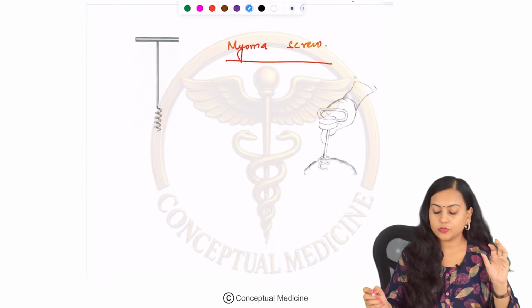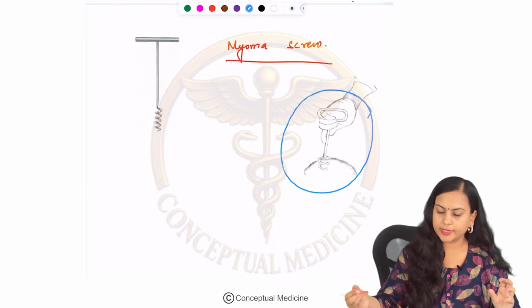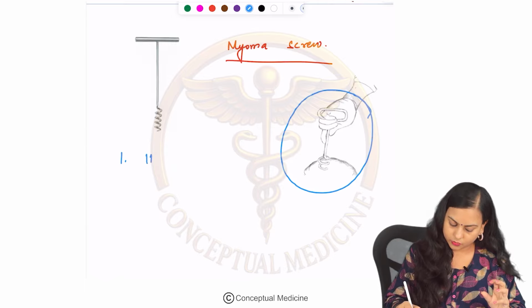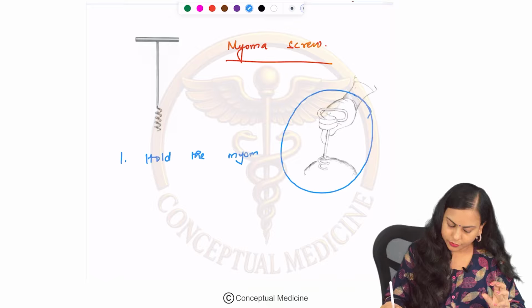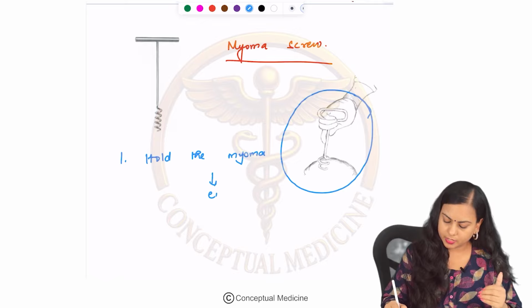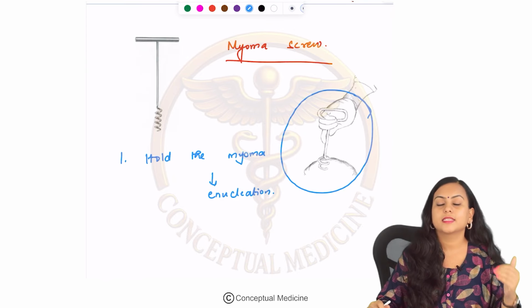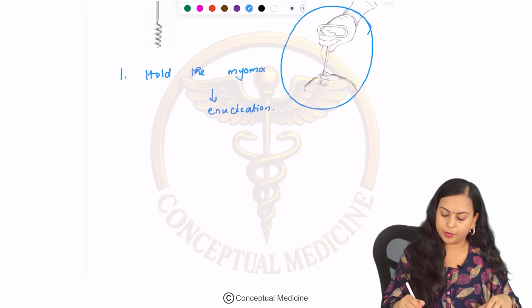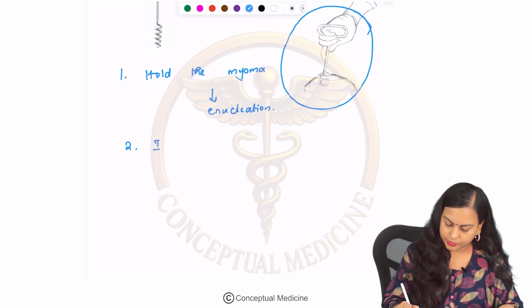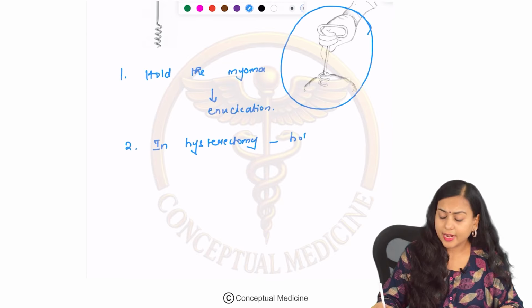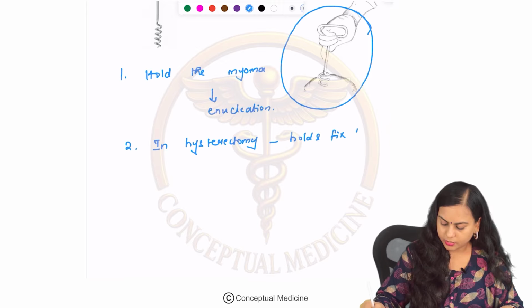Basically, this one is used to hold the myoma like this. So with this, we can hold the myoma during myomectomy. That means it will help in enucleating the myoma from the surrounding myometrium, right? We can also use it in hysterectomy to hold and fix the uterus, right?